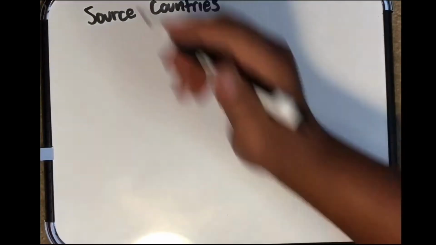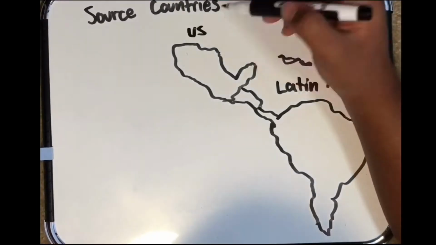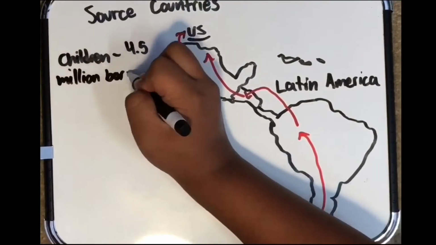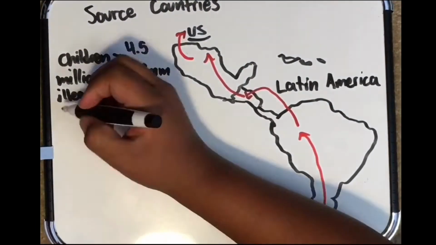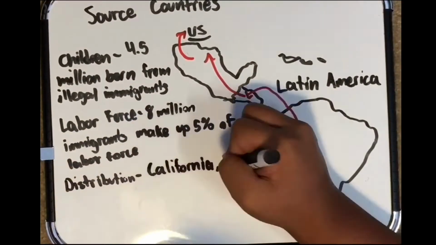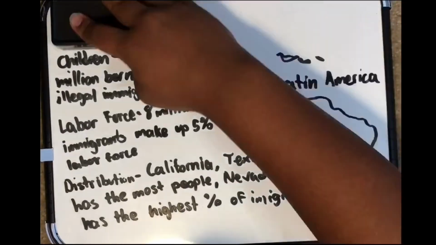58% of illegal immigrants come from Mexico and other Latin American countries. About 4.5 million babies are born in the U.S. from illegal immigrants. 8 million illegal immigrants work in the U.S. and make up about 5% of the labor force. California and Texas have the largest number of illegal immigrants, while Nevada has the highest percentage.